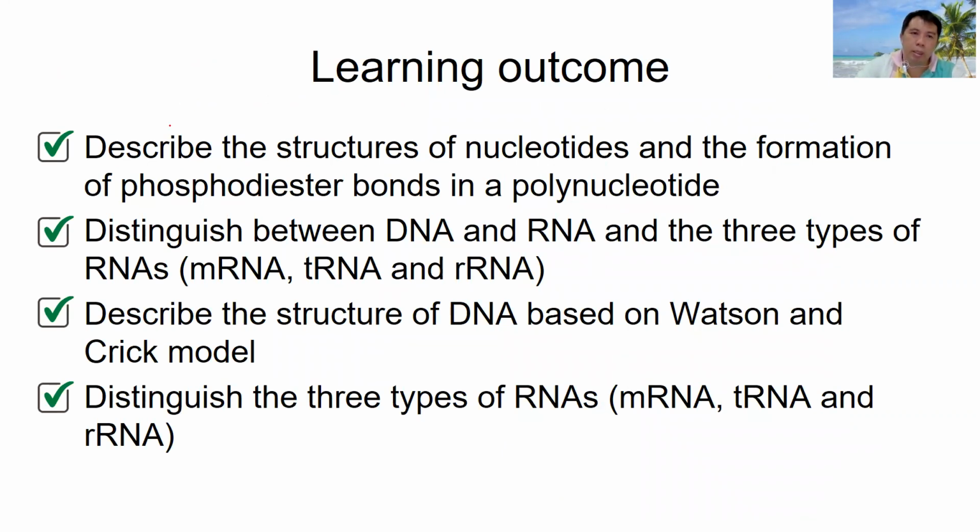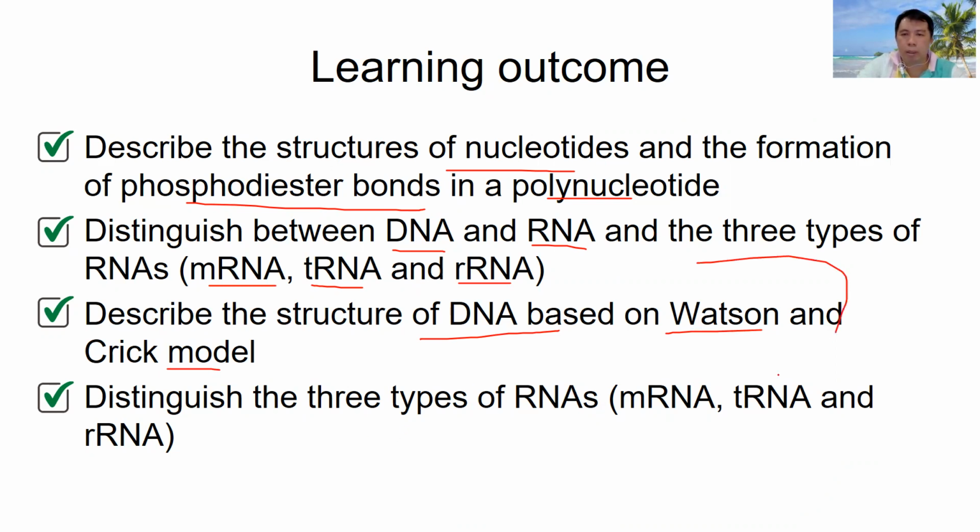These are the checklists. Can you describe the structure of a nucleotide, and how phosphodiester bonds are formed in a polynucleotide? You should be able to distinguish between DNA and RNA, and to distinguish the types of RNA: mRNA, tRNA, and rRNA. You must also be able to describe the structure of DNA based on the Watson and Crick model.